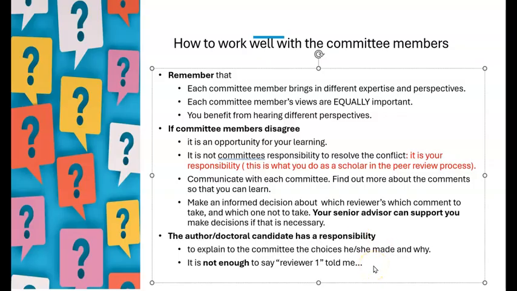Also, there are a few other responsibilities. After you make certain choices about your dissertation or benchmark papers, you need to explain to all committee members why you made certain choices in a scholarly way. It is not enough to say, well, I decided to write this in this way because reviewer one told me to do so. You have to explain in your own words why you chose to take in some committee members' views and not others.